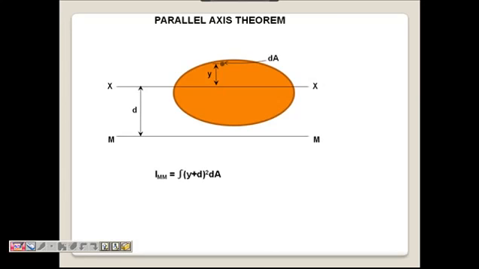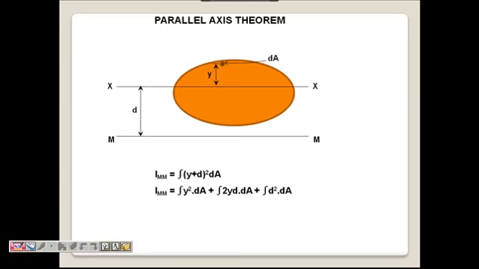Now if you look at the figure and see how far dA is from axis mm, you will find that the distance is y plus d. So we square that distance, multiply by dA, and integrate it over the whole area, and you have the moment of inertia of this entire area about the new axis mm, which is at a distance d from the centroidal x-axis. Let's expand this square so that we get a compact expression. When we expand, we have y square dA plus 2yd dA plus d square dA.